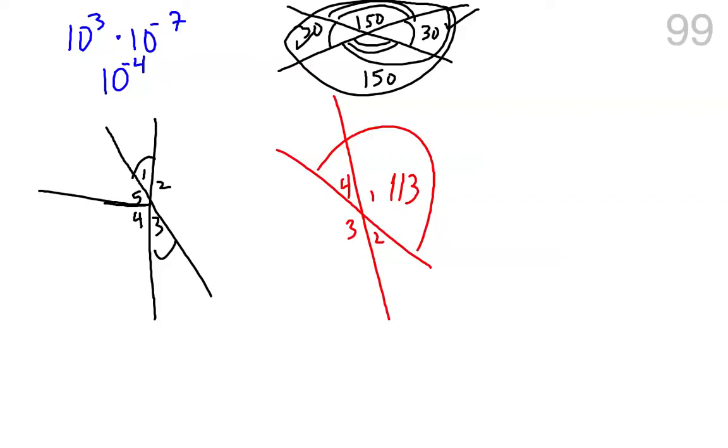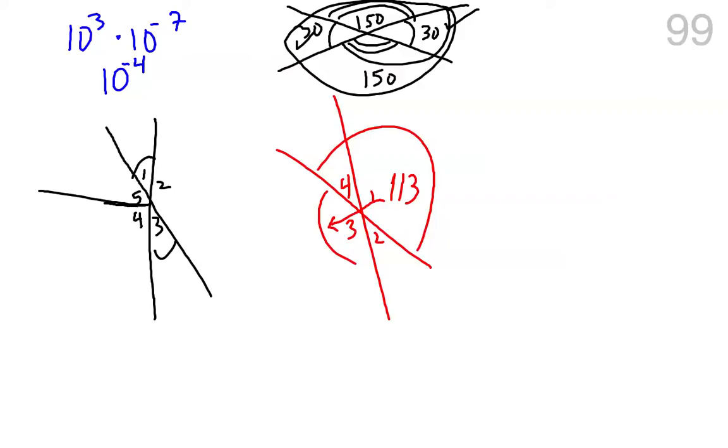Now, somebody tell me something the measure of angle 4 is not. 67. It is going to be 67. Can you tell me what it's not going to be based on the diagram? It's not going to be 77. Good. It's also not going to be 113. The guy that's 113 is directly across from it over here, angle 3.